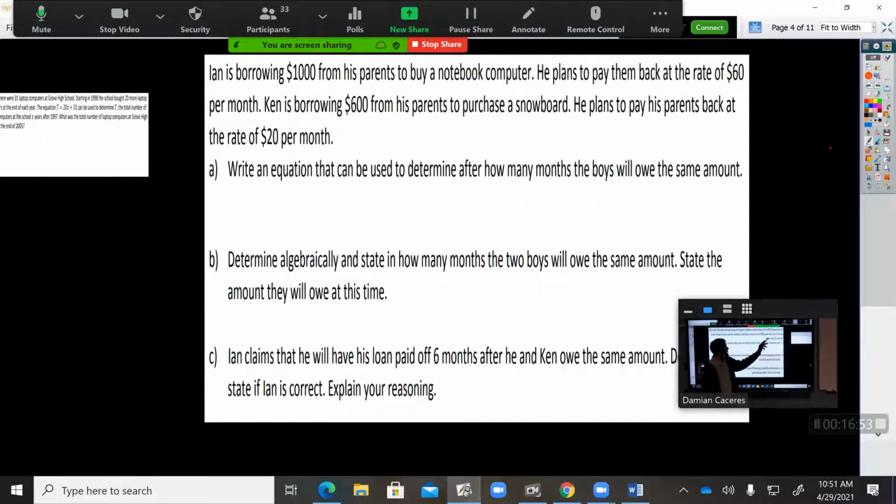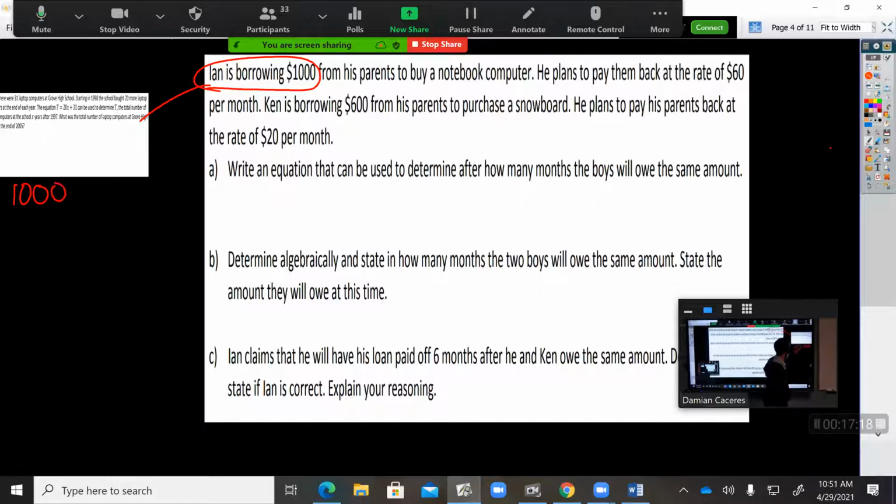First thing you read is that Ian borrowed $1,000. I'm going to stop right there because if you borrow money, what's going to happen? Each month you're going to do what? Make payments to that balance. So when you make payments to a balance that you owe, is that number going to get bigger or smaller? Smaller. So let's create an expression for Ian right now.